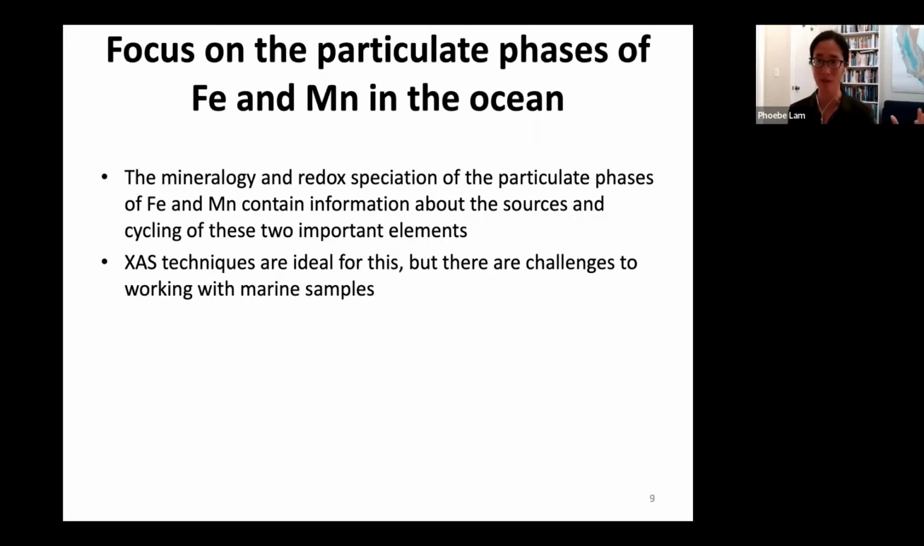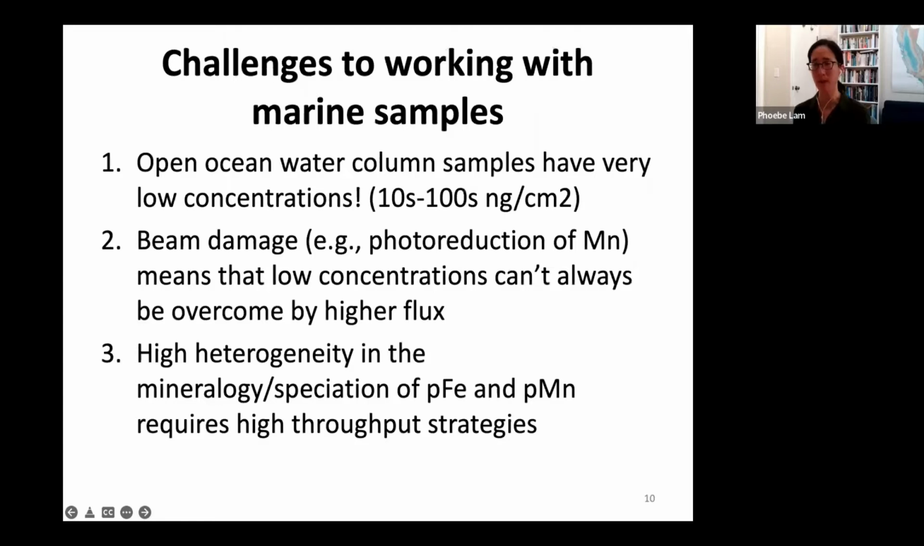And of course, as everyone who is watching this will know, X-ray absorption techniques are great for this, for probing mineralogy and redox speciation of elements without doing too much to the sample. There are challenges, though, to working with marine samples, and that's what I've spent most of my career trying to overcome and trying to figure out how to still get good data and get information that is useful to an oceanographer working within our limitations.